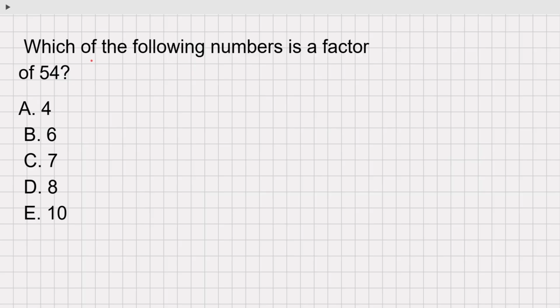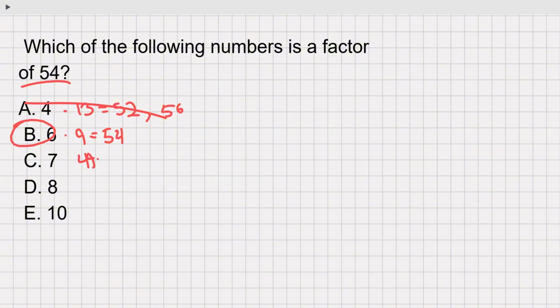Next, which of the following is a factor of 54? If I multiply 4 times 13, maybe you might have to play with that a little bit, that'll get me 52. I also know that 4 times 14 will give me 56, so I know that A is not correct. I can multiply 6 by 9 to get me 54, so B should be my answer.